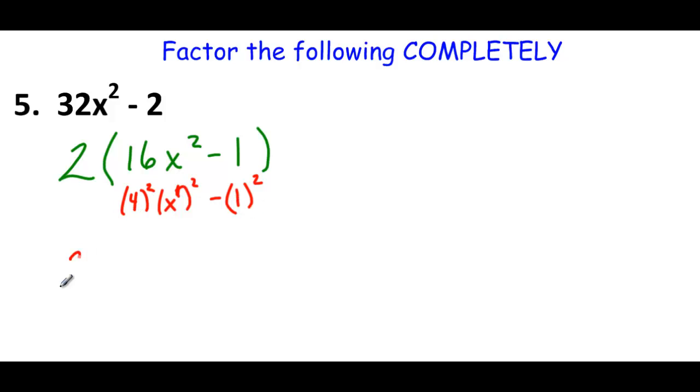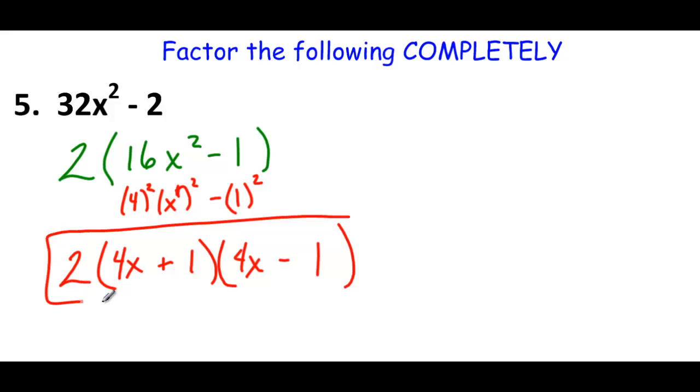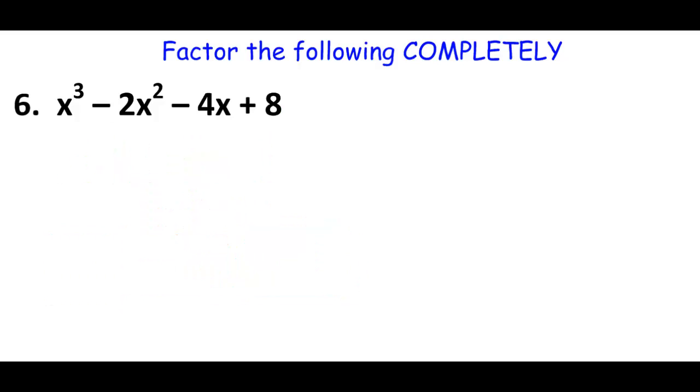Because I can do that, I have to keep this 2. You can't lose any of your individual factors. I know now this smaller part is a difference of two squares. So I can put a 4x and a 4x. I know I get a 1 and a 1. And the only way I can make it negative is if 1 is positive, 1 is negative. I can't break down these any further, so this would be factored completely. So that's how we use GCF and difference of two squares together.